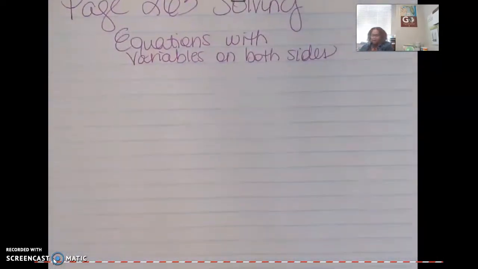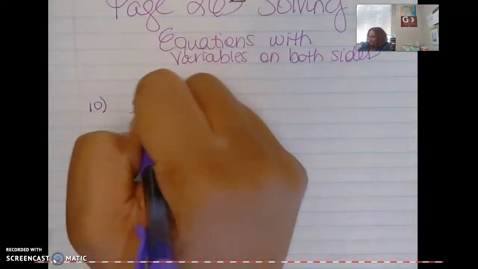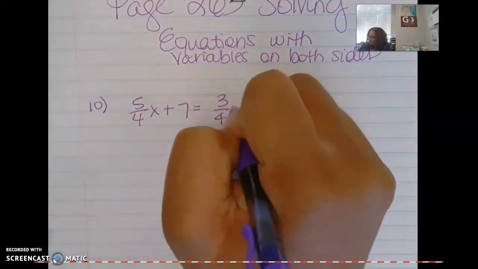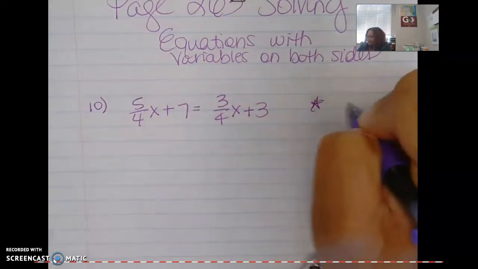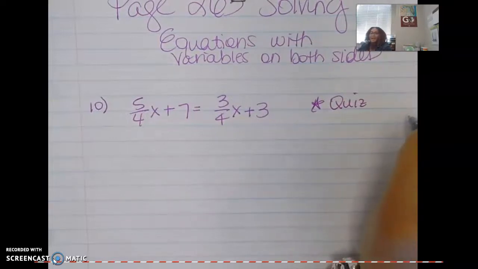So real quick, a couple questions that I saw us struggling with were number 10. It says 5/4 x plus 7 equals 3/4 x plus 3. There will be fractions in a question like this on your quiz. The denominators are not going to be the same, so I have to give you a suggestion on finding a common denominator. It'll also be a repeating decimal, so if you turn it into a decimal, it will be hard to calculate with. So I always advise you to get rid of the fraction by multiplying by a common denominator.